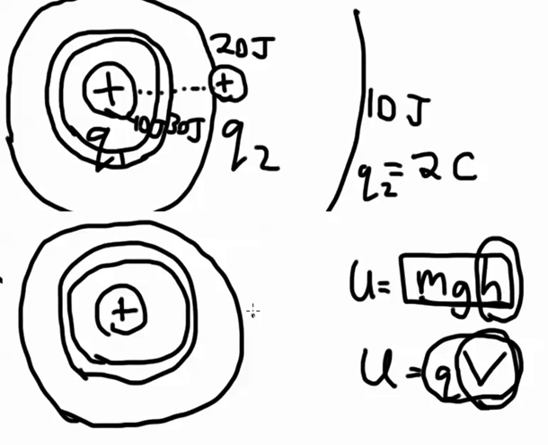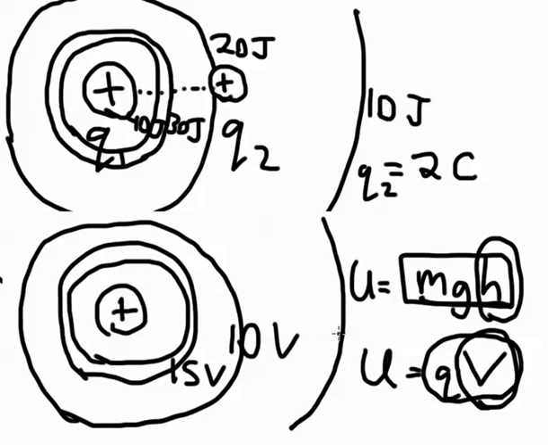So instead of 20 joules, it looks like this is the 20 joule line. Instead of 20 joules, we should divide by 2 coulombs, and we get 10 volts. And then here we have 30 joules divided by 2 is 15 volts. And if I were to draw this outward one, it would be 10 joules divided by 2 is 5 volts. And this would be 20 volts.